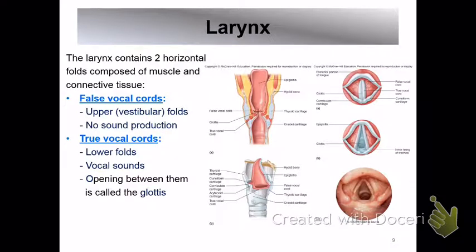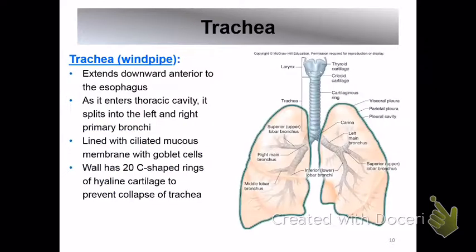Okay, different kinds of vocal cords. You have false vocal cords and true vocal cords. With the false, there's no sound. But with true vocal cords, that's where you're going to get your sounds from. And the vocal cords are in the larynx.